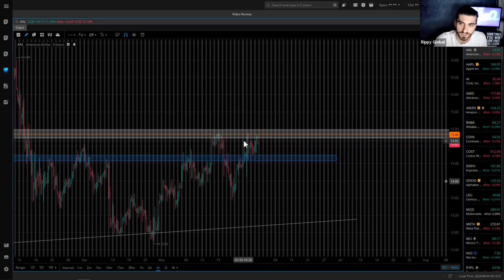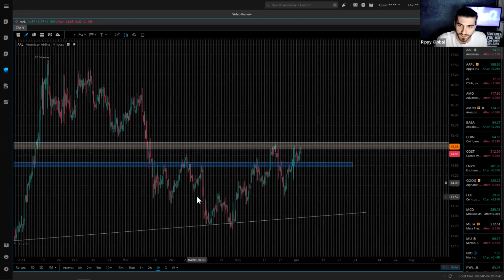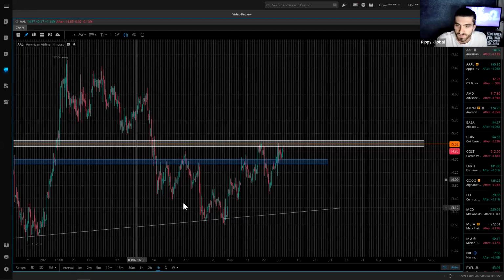So when a resistance breaks on the upside, see if it can hold as support when the price action comes back down towards it, and then vice versa. If a stock breaks support on the downside, wait for it to push back up to that now-resistance and play puts to see if it rejects that. I'm always playing support-to-resistance flips or resistance-to-support flips.